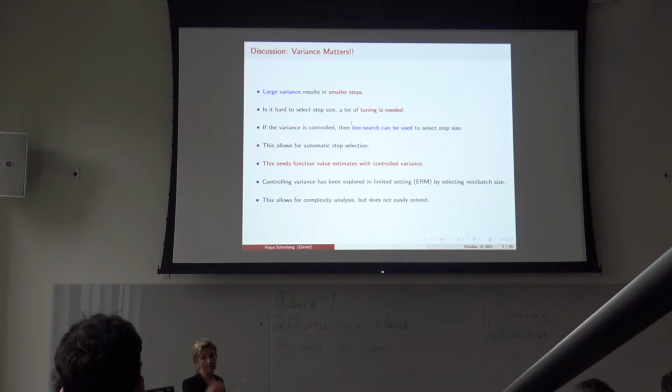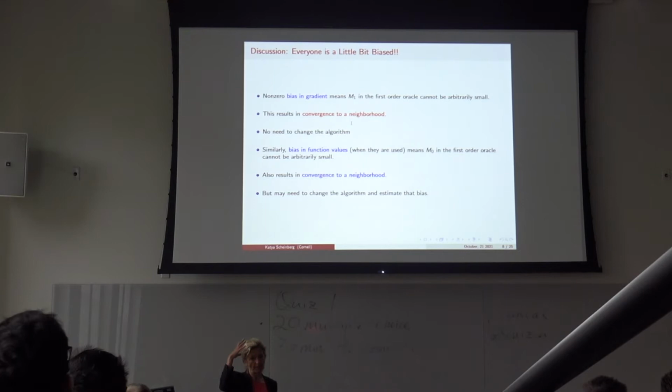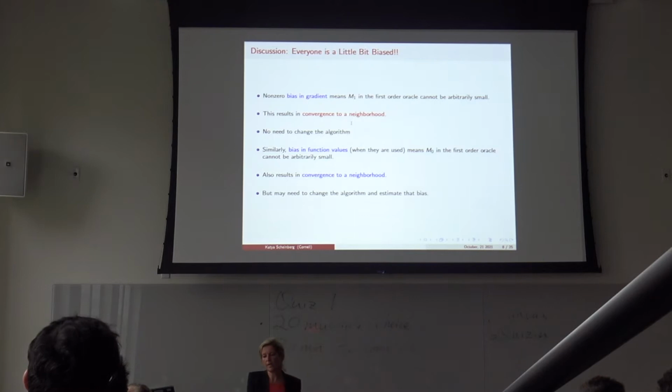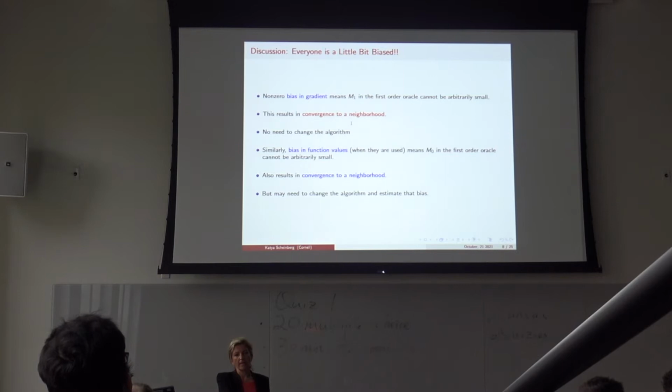Okay, what else I want to say is that bias, which people are so worried about, often versus variance, is kind of strange. In machine learning, the idea is that you have an unbiased gradient estimate, but nobody cares about the variance. I argue that the variance really matters. The bias, of course, matters too, but there's nothing you can do about it in principle, and it only matters in the sense of where you're converging. So you don't have to change your algorithm if your gradient estimates are biased.